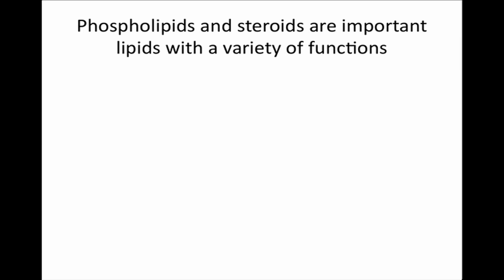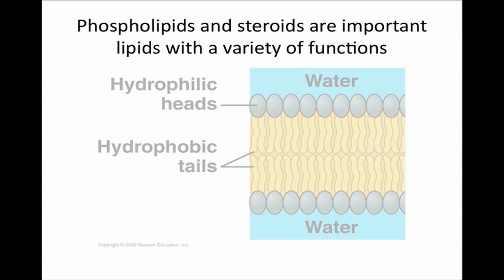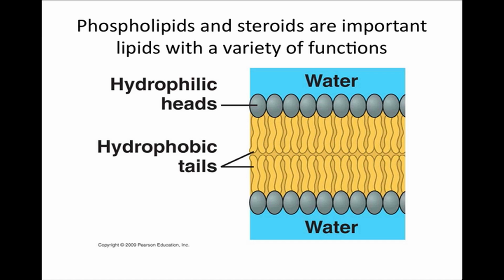Phospholipids and steroids are important lipids with a variety of functions. Phospholipids have a glycerol head and two fatty acids attached to the glycerol. These phospholipid structures are important for cells because they make up the cell membrane, which provides an internal environment for the cell by forming a phospholipid bilayer. The hydrophilic heads are only interested in staying in contact with water, but the hydrophobic tails have the opposite taste. The tails do not want to be in contact with water.